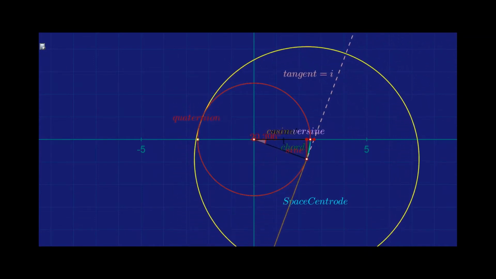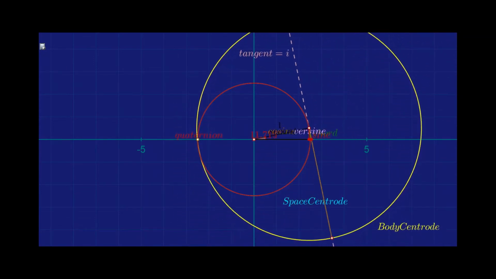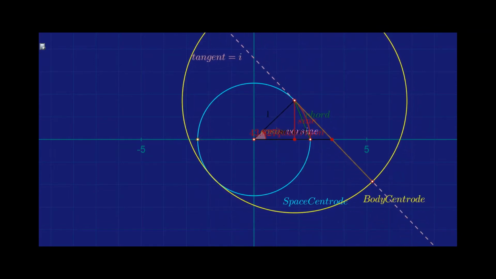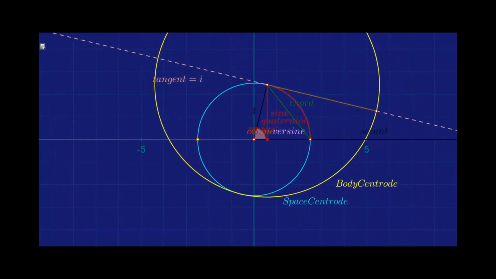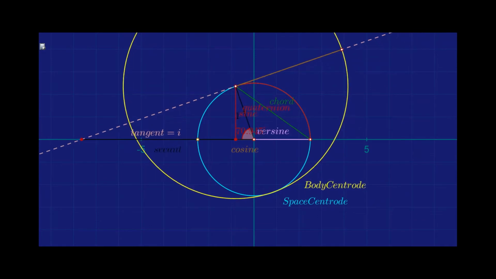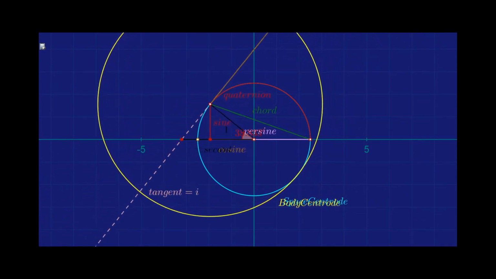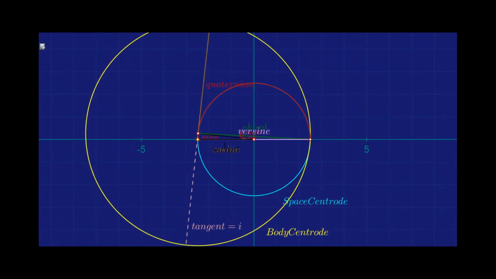Next, focus on the growth of the arc length or quaternion. As the tangent precesses about the circle, it grows the red quaternion. The same can be said of the sine. The red sine grows the red quaternion incrementally, forming the red circumference.